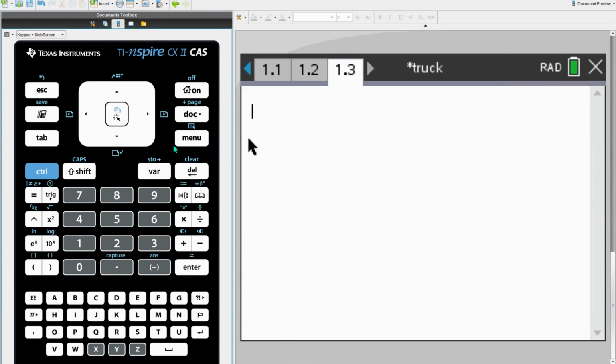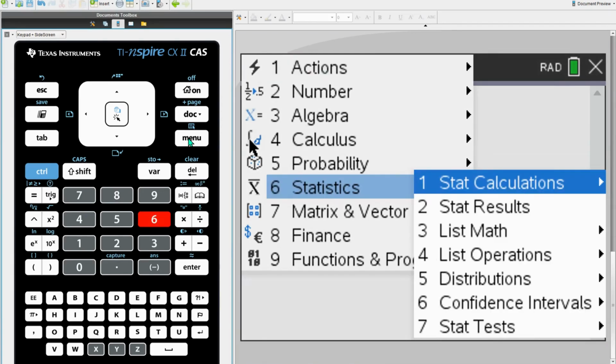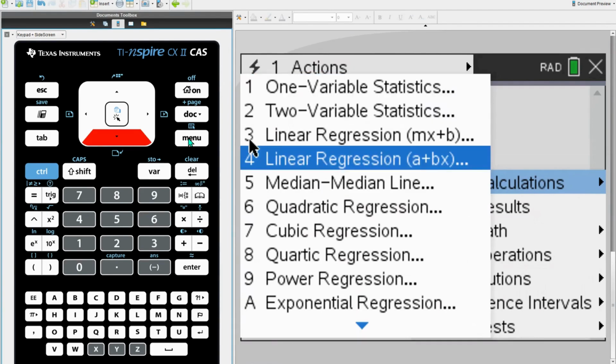And the calculation that we're going to do is under Menu, Statistics, and we're going to do a stat calculation. And the stat calculation that we are going to do is a linear regression. And again, we want it to be in the statistical form, A plus BX. So I'm going to choose that.